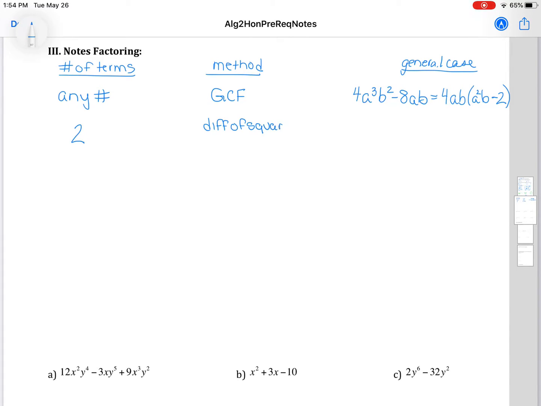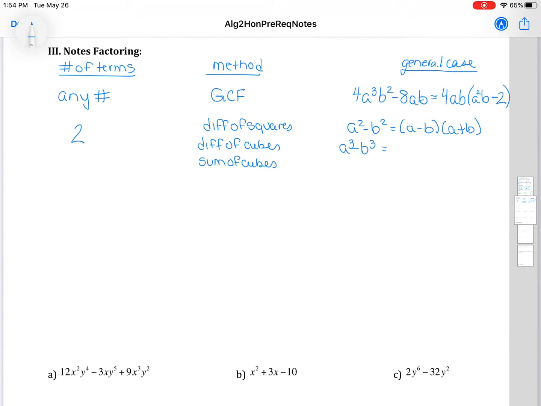All right, if you have 2 terms, we've got multiple options. We have a difference of squares, a difference of cubes, and a sum of cubes. So we have 3 options here. Difference of squares is your a squared minus b squared. If that's what you get, then you have a minus b, a plus b.